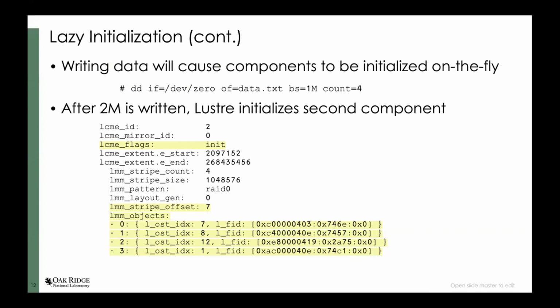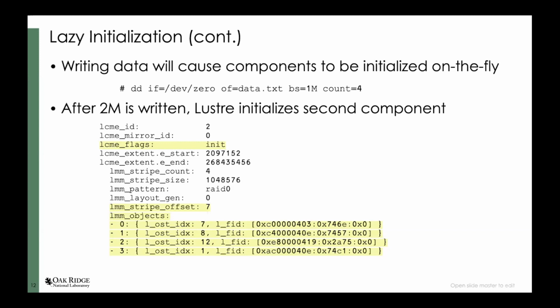Similarly, the third component has not been initialized either. Now, when you write data to the file, it will cause components to be initialized on the fly as you write data into each of them. So in this example, if I were to run, say, a dd command and write 4 megabytes into that file, it would write the first 2 megabytes to the first component. And then it crosses that barrier. Lustre does an internal pause while it figures out which OSTs to allocate to the second component, and then the process continues writing. This is completely transparent to the user process.